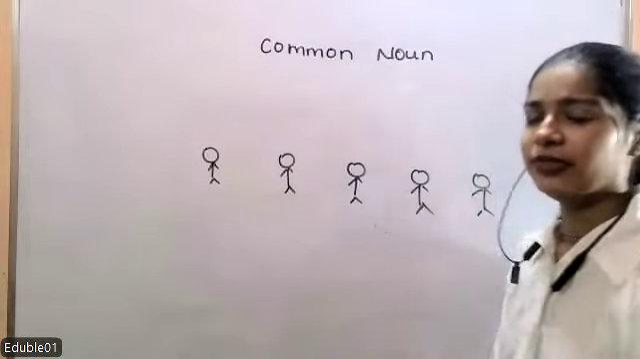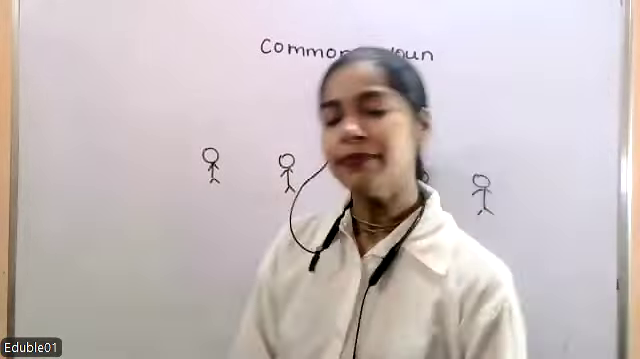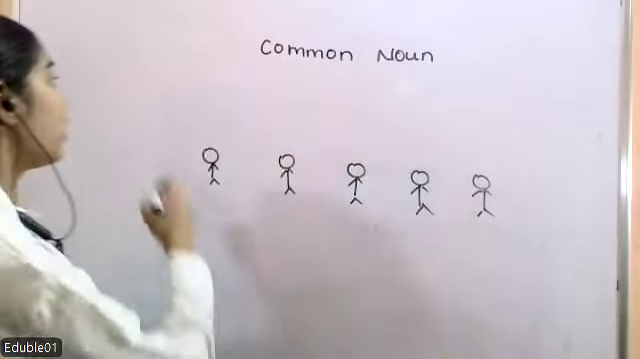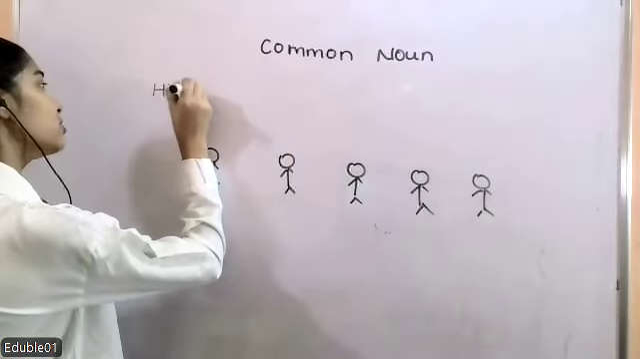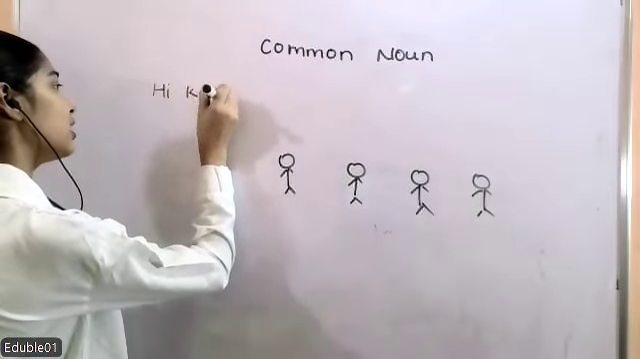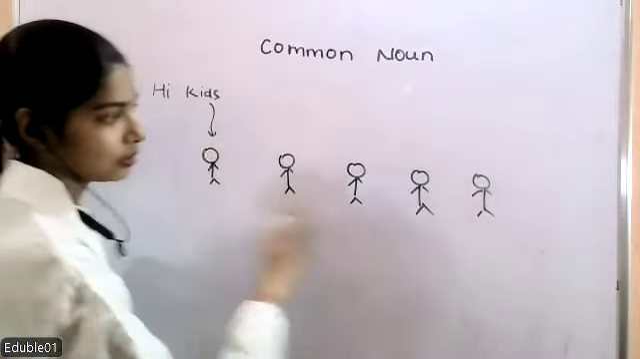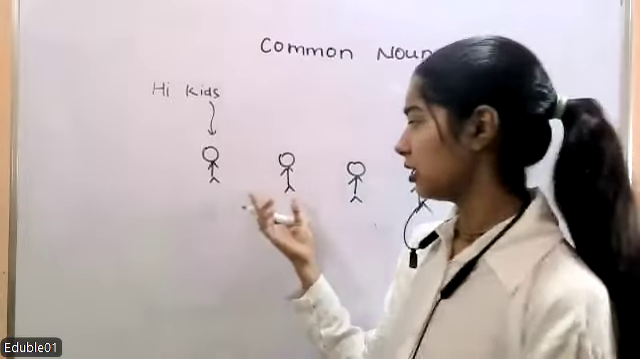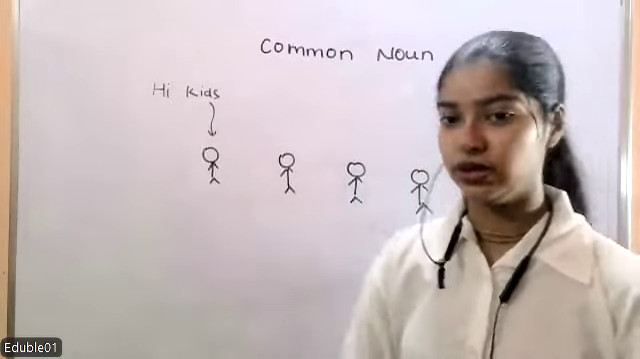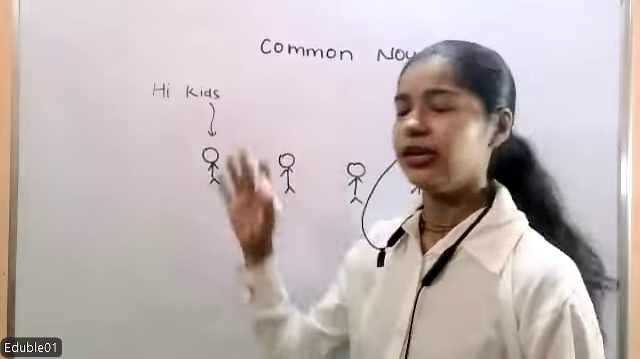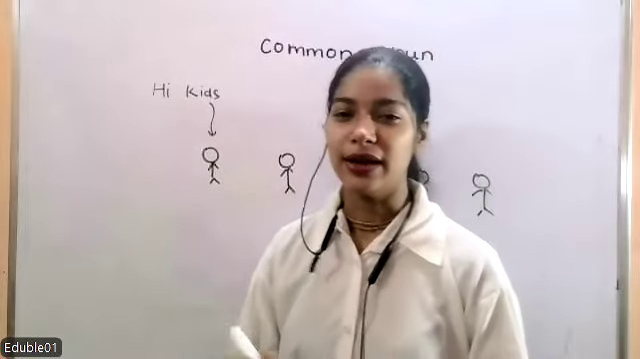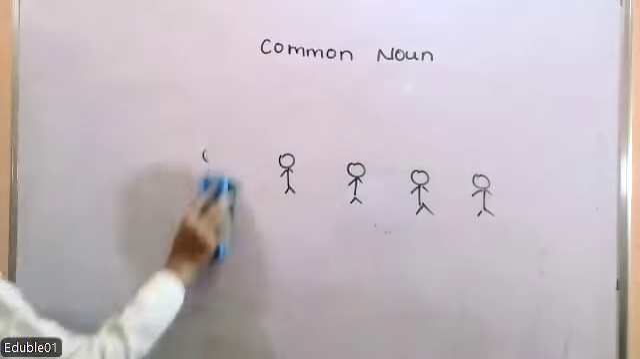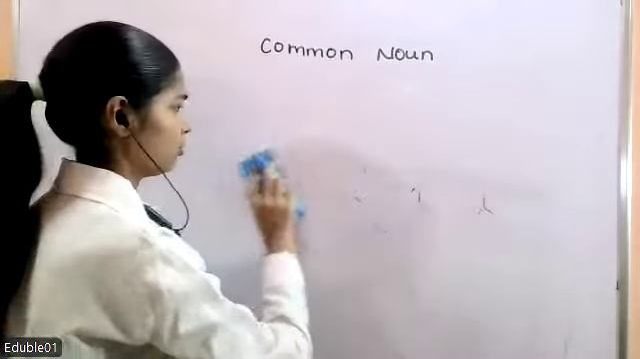Anyone from them can respond. Why? Because I'm not taking their specific name. I'm just saying, hi, kids. Anyone from these five students can respond. I'm not thinking that only student number two or number three is going to respond. But whenever we take the name of any specific kid, that kid is going to respond.